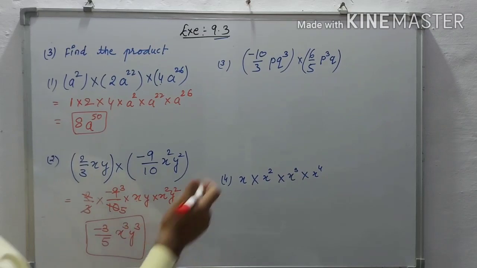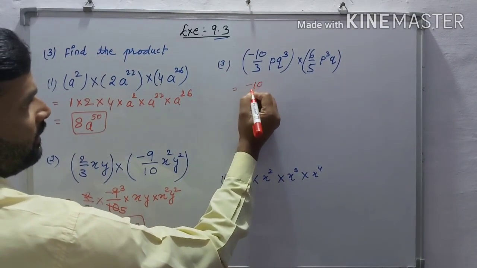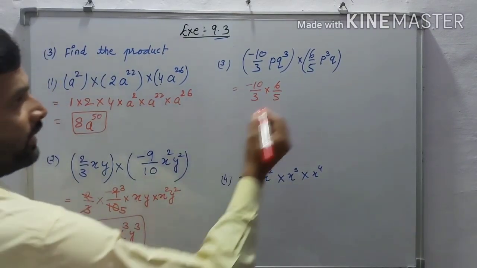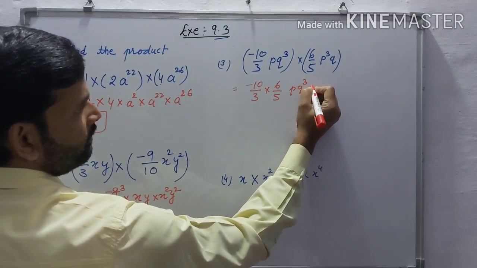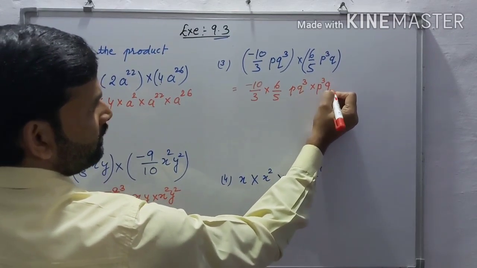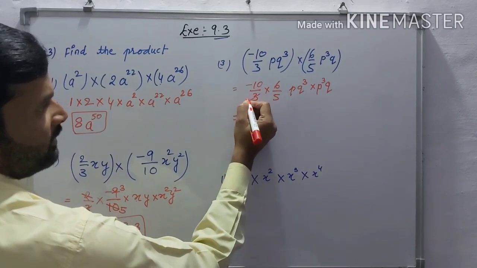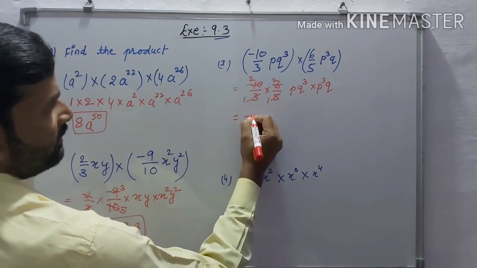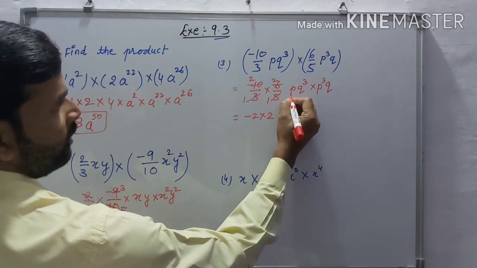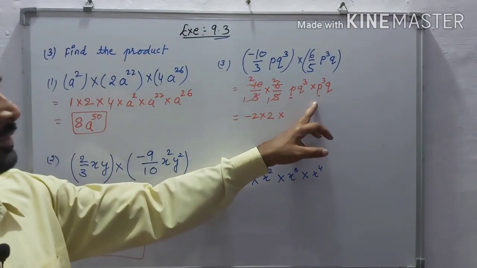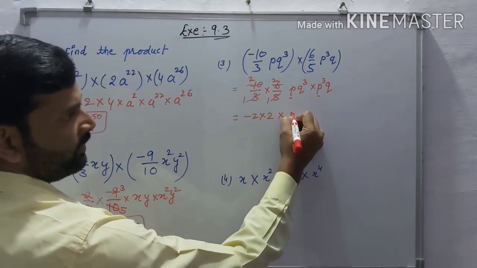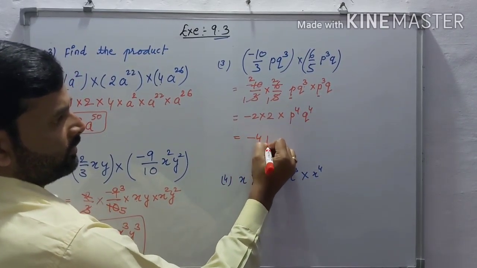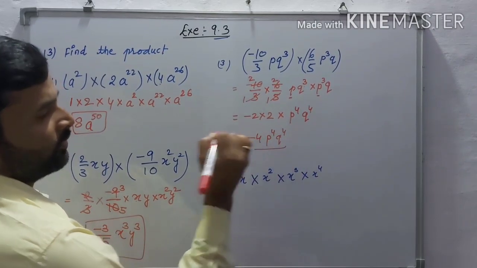multiplication. Here will be solved. Then first we write minus 10 upon 3 into 6 upon 5. Okay, and that p cube and p cube. Okay, 3 1 is 3, 3 2 is 6, 5 1 is 5, 5 2 is 10. So that only minus 2 into how many times p? P is a, here is the value of power of 3 and 1. So that p power 4 and q 3 and 1 is 4. So that minus 4 p power 4 and q power 4.